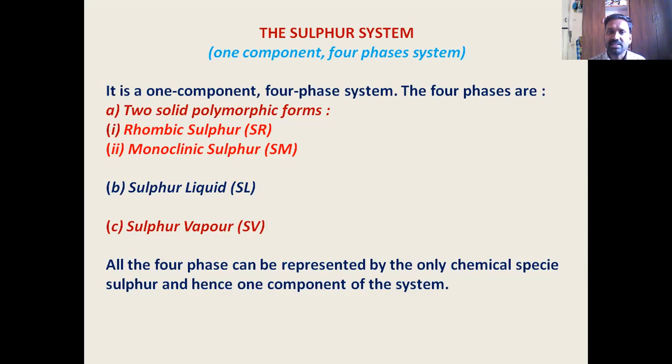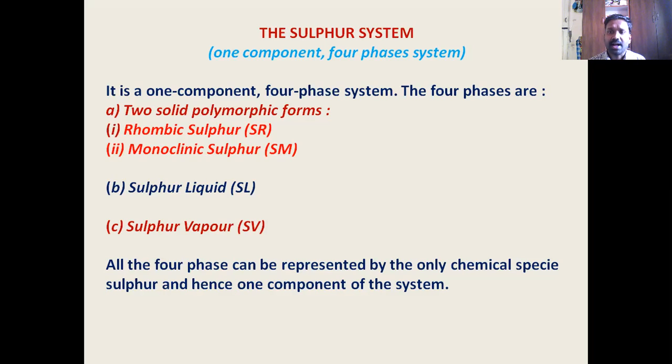But what are the similarities of sulfur system with water? Like water, sulfur is also a one component system. What do we mean by a one component system? It is a single chemical entity which is there in all phases. In water system, the entity was H2O. That's the compound which was there in all phases. Similarly, in sulfur, it is sulfur which is there in all phases. Okay, fine. But how many phases were there for water? Three phases. But for sulfur, there are four phases.